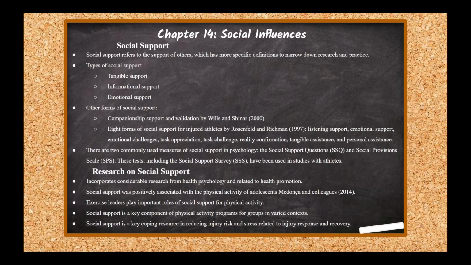While there was further research with more forms of social support, such as companionship, support, and validation by both Willis and Shinar 2000. Meanwhile, another eight forms of social support for injured athletes by Rosenfield and Richmond were emerging, which were listening support, emotional challenges, task appreciation, reality confirmation, tangible assistance, and personal assistance.